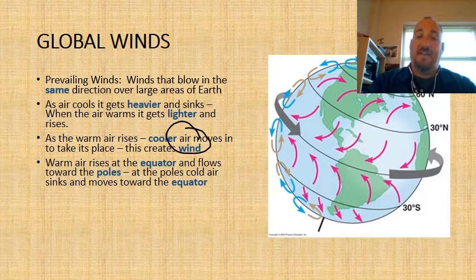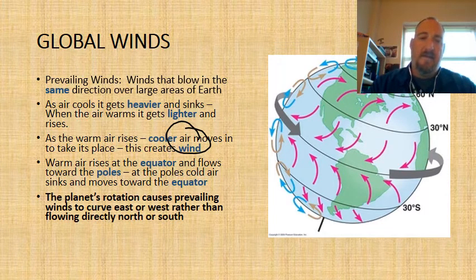Warm air rises at the equator and flows towards the poles, and the cold air sinks and then moves back towards the equator. The planet's rotation then causes the prevailing winds to curve east or west rather than flowing directly north and south.